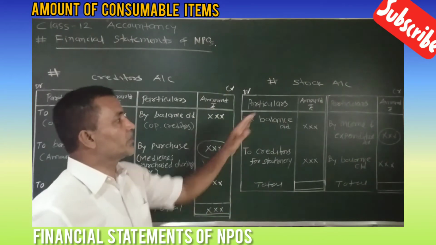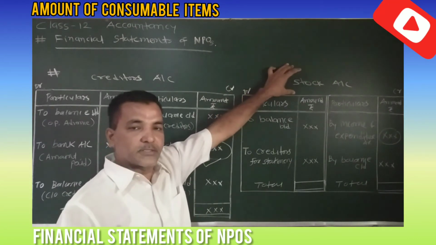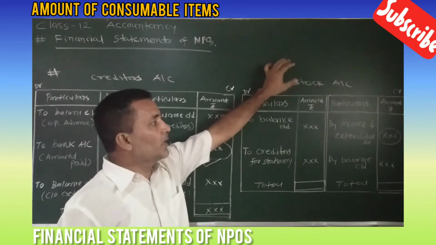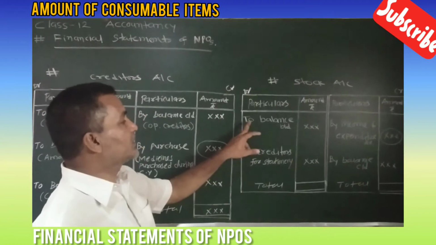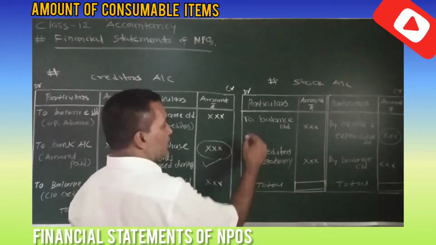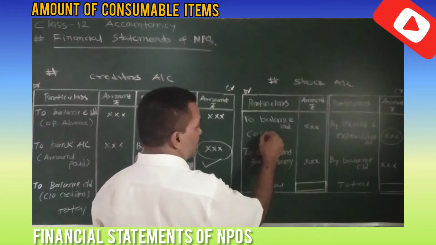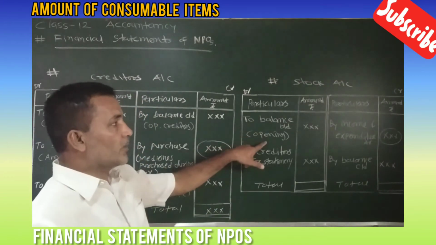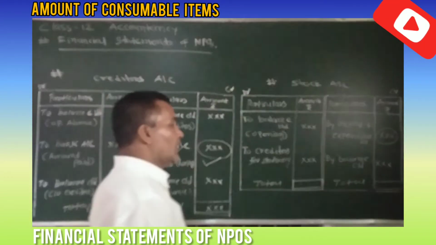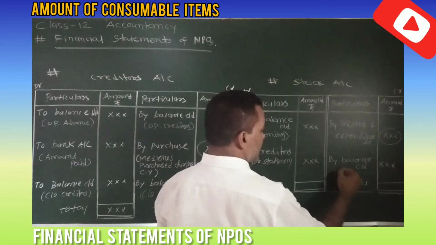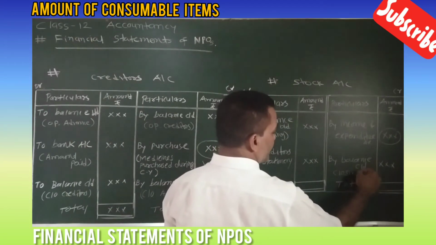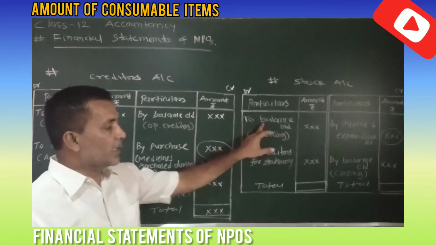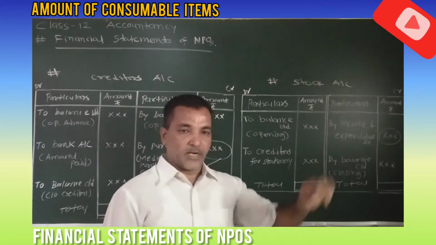Then after that you have to prepare the stock account. Say for example stationery stock account, medicine stock account, etc. In stationery stock account, on the debit side you will write to balance brought down. This is opening stock of stationery. And closing stock of stationery will be written on the credit side. This is closing stock. So opening stock you have to write on the debit side and closing stock on the credit side.